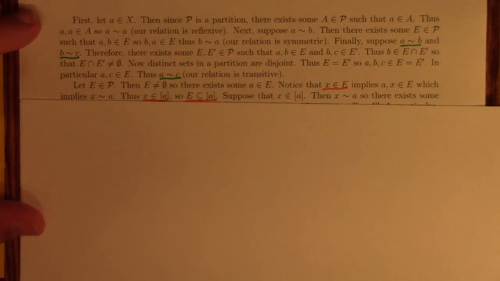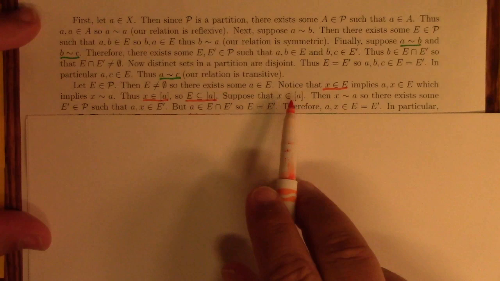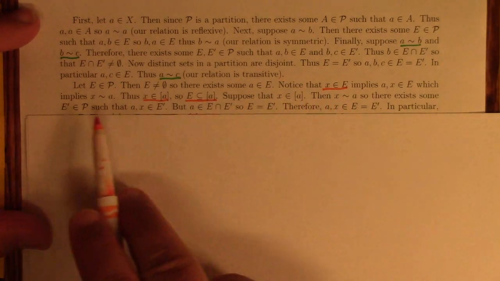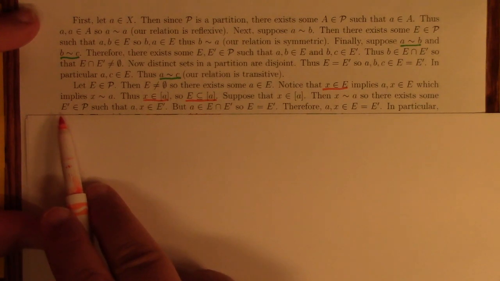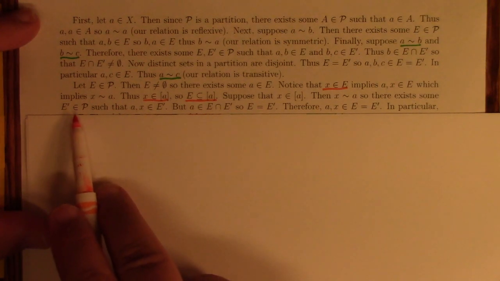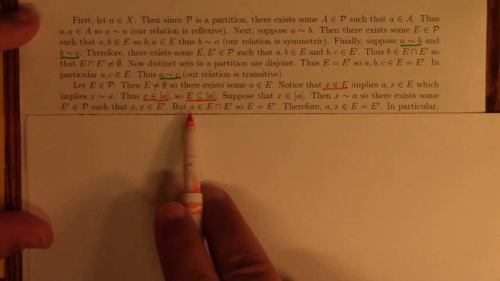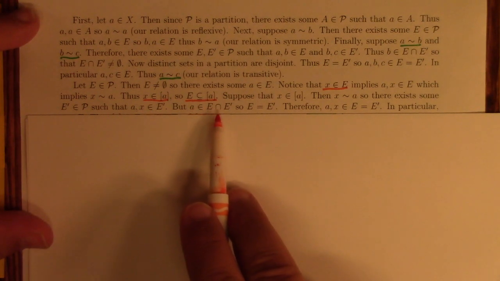And now he's going to go the other way around. He's going to suppose x is an element of the equivalence class with a in it. That means x related to a, so there exists some E prime in P, we can't assume it's the same one just yet, such that a and x are in E prime. But then notice that a is also in E, right?